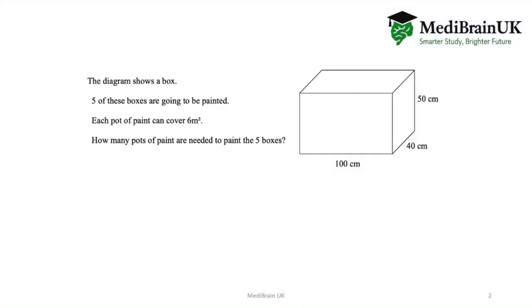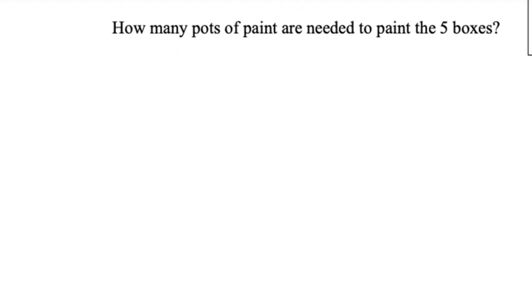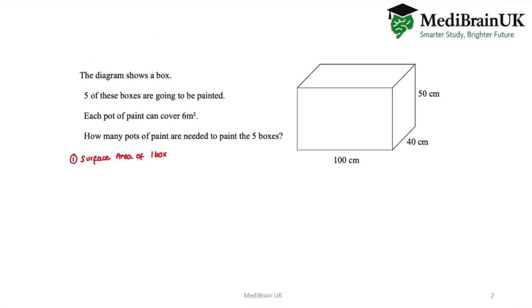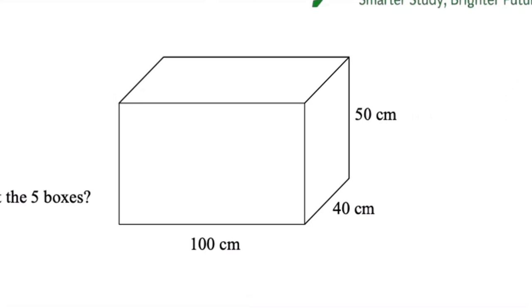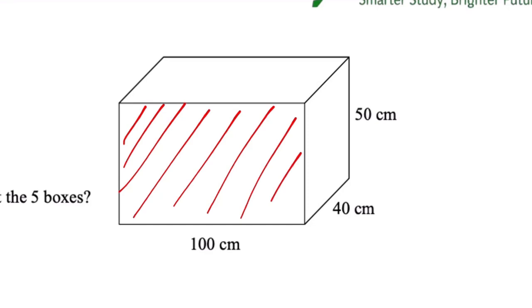So, if we start off on answering this question, we need to work out the surface area of 1 box first. So step 1 is the surface area of 1 box. We know that 1 box looks just like this. Remember, the surface area is just the area of all the faces added together. So we're going to work out the area of the front face first, and that's going to be the same as the area of the back face. So the front face is just going to be 100 multiplied by 50.